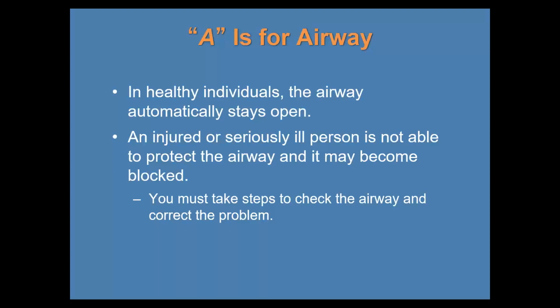So the airway is all the structures that we mentioned before: nasopharynx, oropharynx, those types of things, trachea. We want to make sure that all these things are in the right order so that we can breathe appropriately. If our airway is obstructed, then our breathing is going to be affected, right? Normally it stays open, but for injured or seriously ill patients, it's not able to protect the airway and it may become blocked. So it's our job to help correct that problem.